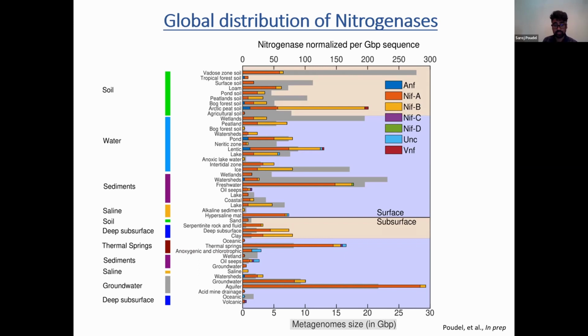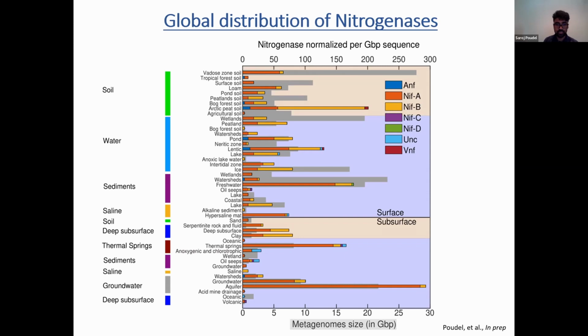If you look at the gray bar plot in here, that's the size of the metagenomes, and the colored ones are the nitrogenase isoforms. And you can see that in surface, they're not as enriched as in subsurface environments, right? So again, it's not really surprising because these enzymes have emerged in anaerobic settings. They don't like oxygen, so they would rather be in oxygen-deprived or really reducing environments.